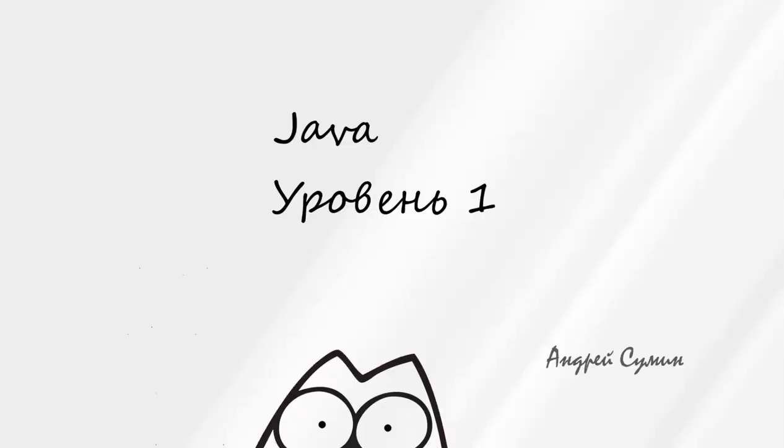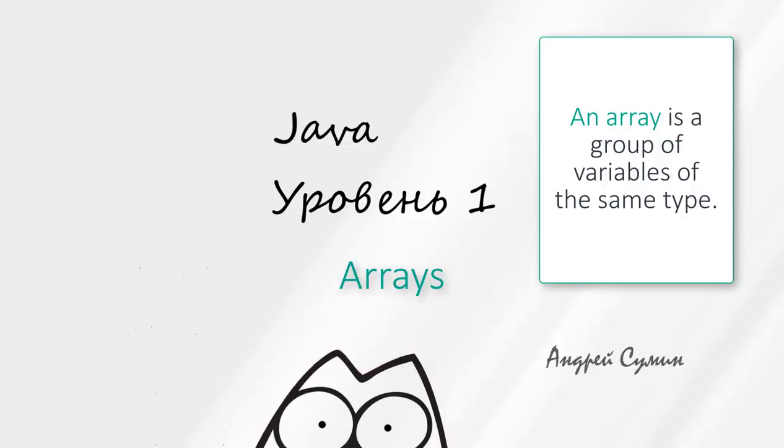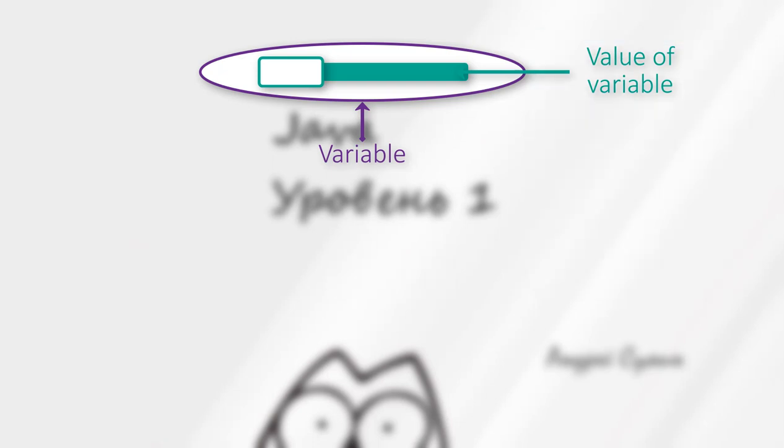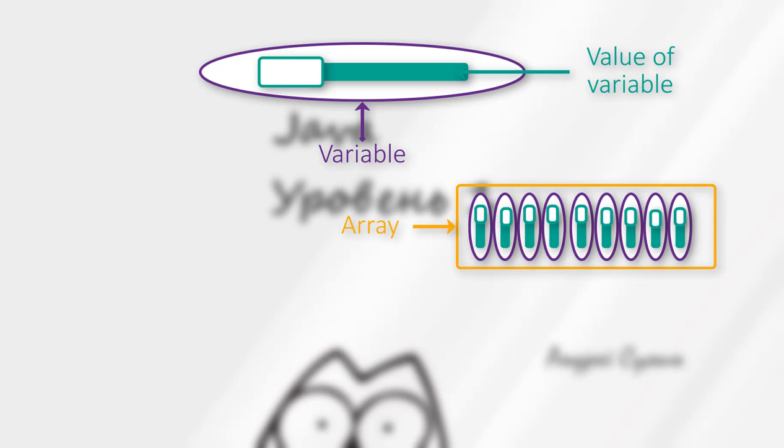Today, we're going to study arrays. An array is a group of variables of the same type. If you remember, when we were discussing variables, I told you that a variable is a kind of a case where one value can be stored, but only of the data type this case is designed for. An array is then a box of storing those cases of a given data type and of a certain size.